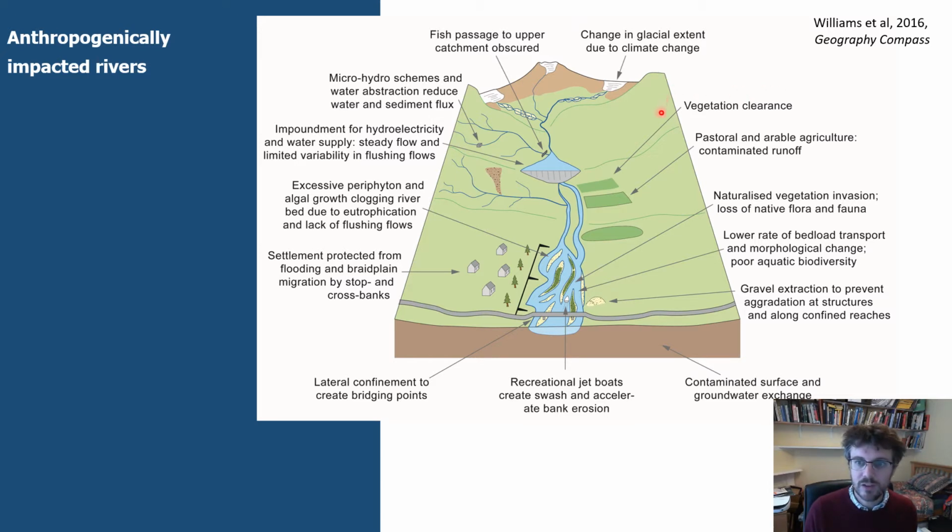The clearance of vegetation might supply more finer sediments from erosion of land to a particular river reach. And interventions along a river reach itself, such as lateral confinement to create bridging points, might also influence a river's capacity to naturally convey sediment downstream.